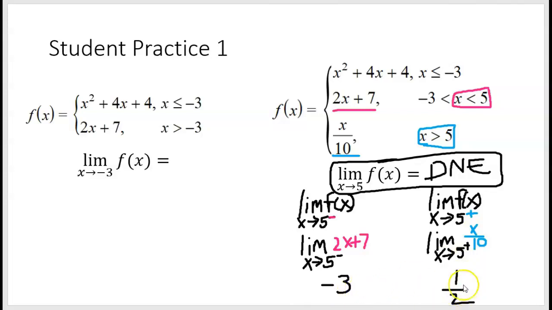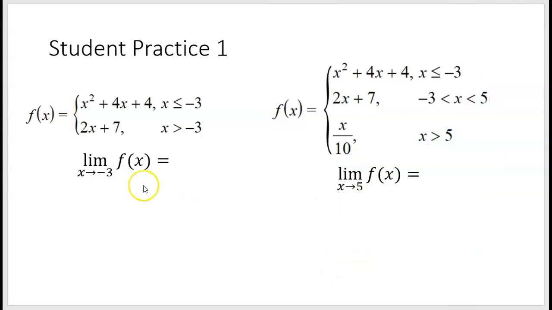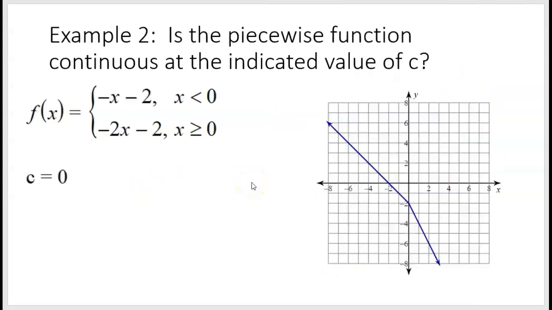Now as you can see, the limit from the left and right are different, so that means that this piece, the pink piece, is not going to connect with the blue piece. It's a jump discontinuity, and therefore the limit does not exist at that point. The limit from the left and right are not the same. So there is your student practice for that.